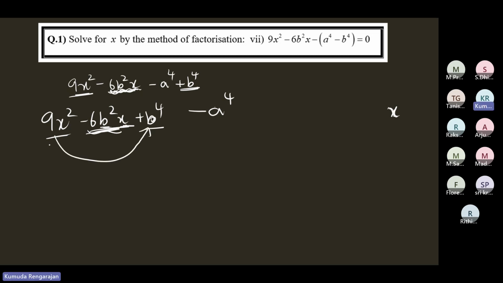You can exchange these places, children. There's nothing like you must put 9x square first. You can put b to the power 4 first and then also 9x square. Both are correct. You will get the same result. You can try it. You will not go wrong.